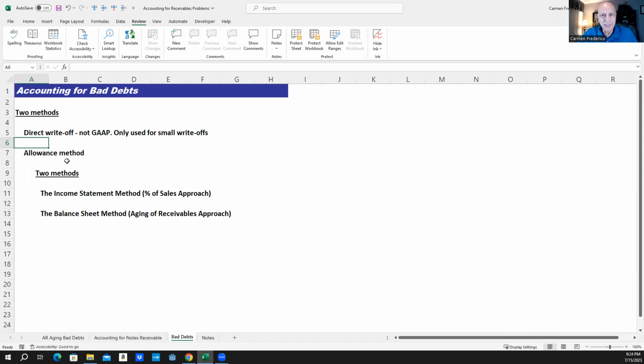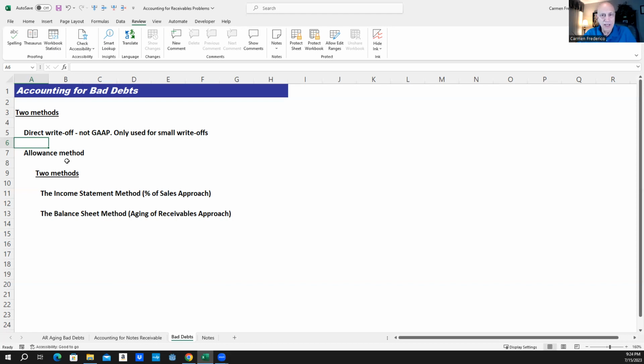So you want to estimate the expense with the revenue. And that's part of the matching principle of accounting. You want to match the expense with the revenue. So we estimate what the bad debts are. And then we set this money aside in this contra asset account called allowance for doubtful accounts. We're going to see in a demonstration in a few minutes.